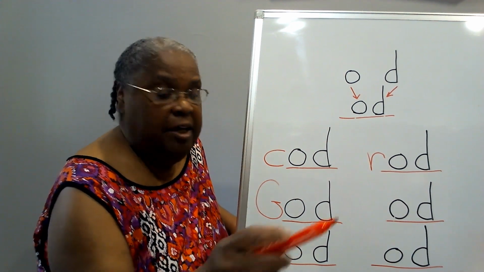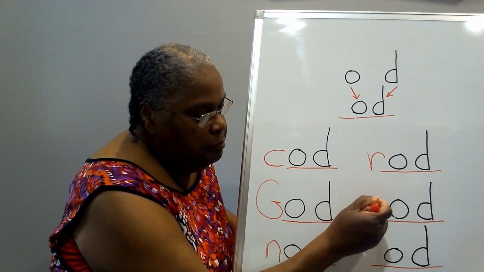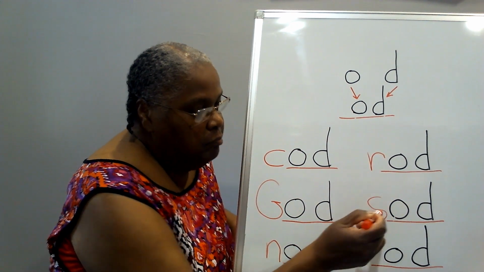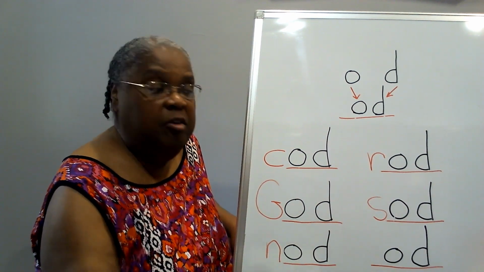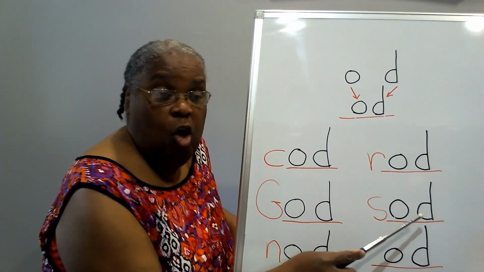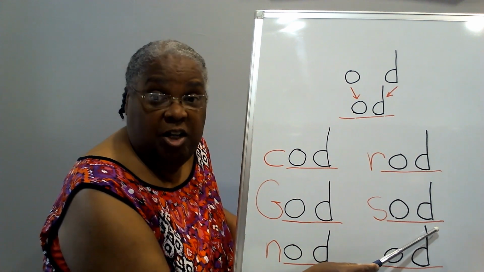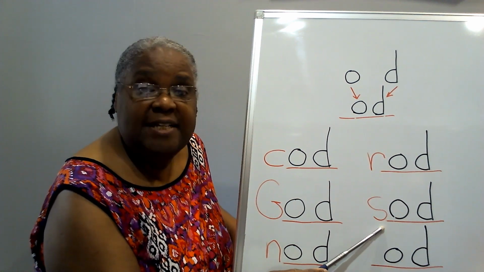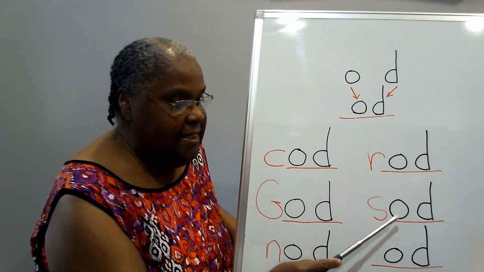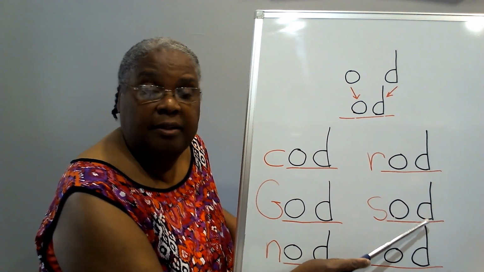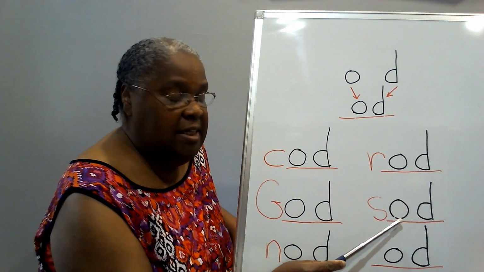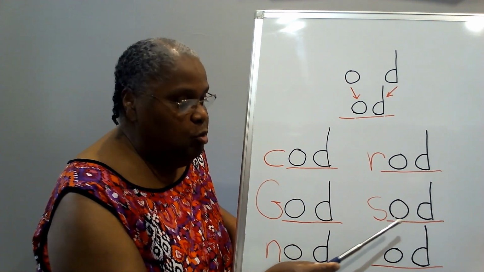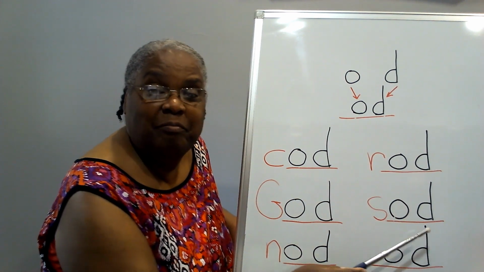When we put the letter S at the beginning of the blend odd, we form the word sod. Let us sound out the word together. Say the S sound, s. Say the sound of the blend, odd. Now say the S sound and the sound of the blend together smoothly, sod.